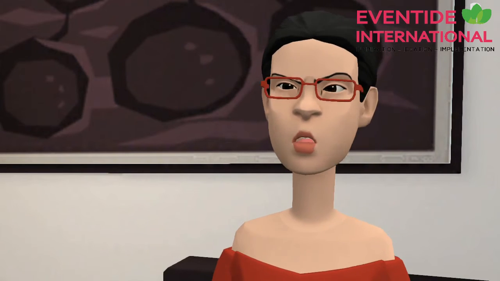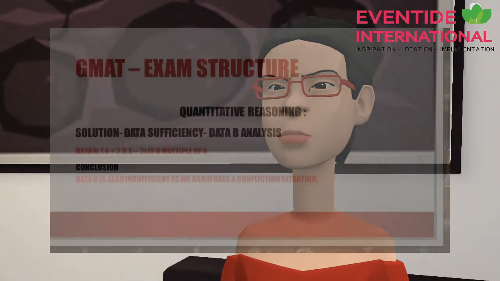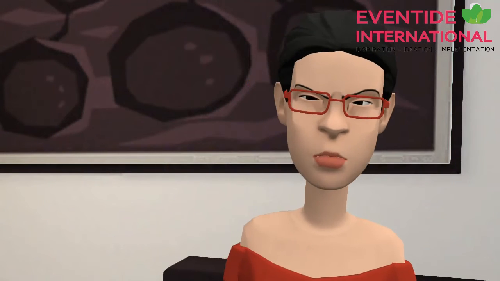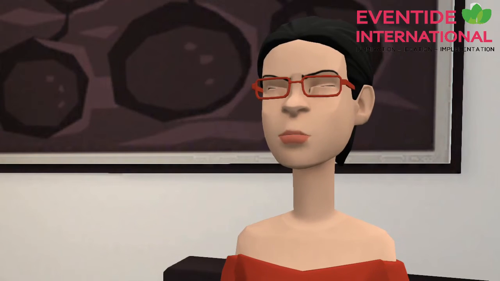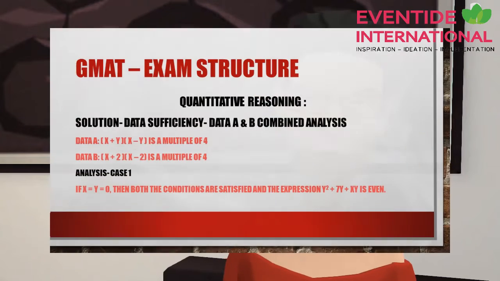Although it seemed initially that the statement was sufficient, there are cases where we don't have a definite answer. Thus, the second statement is also redundant. Let's try and combine both the statements together and find whether both of them together are sufficient to answer the question or not. The first one states that the product of x plus y and x minus y is a multiple of 4. The second one says the product of x plus 2 and x minus 2 is a multiple of 4. Remember, we are not told that x and y are integers.